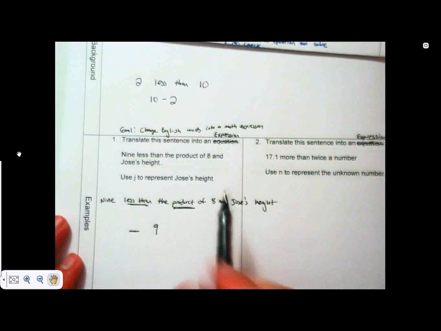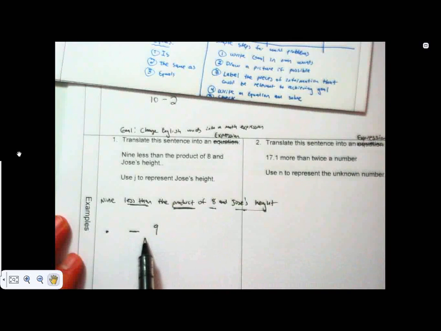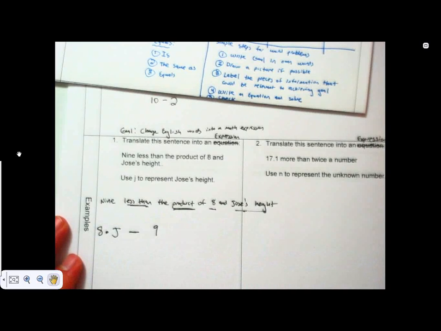Well, what does product mean? Well, if I go back to my list, product means multiply. So I'm subtracting 9 from a multiplication of something. The product of what? Well, the product of 8 and Jose's height. So these are the two things I'm multiplying, and then I'm supposed to subtract 9 at the end. So the product of 8 and Jose's height, the way I would write that is 8 times, they told me to use J for Jose's height, and then I'm subtracting 9 at the end.